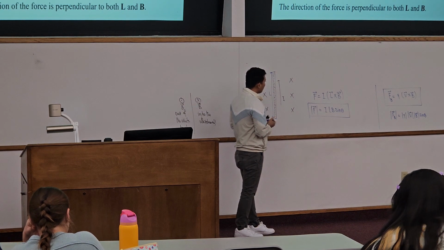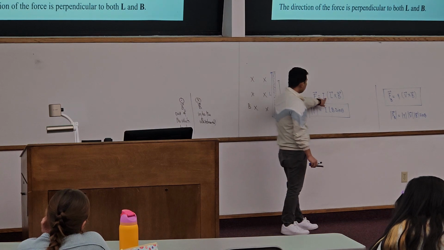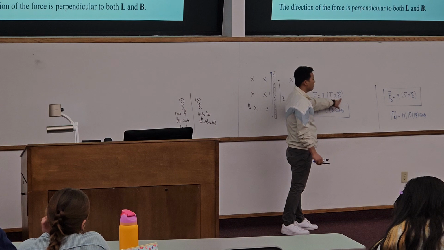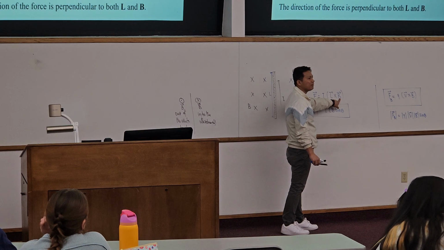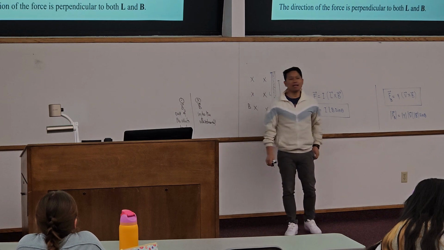Take a look at this formula. Force is equal to I L cross B. B is a vector quantity, and L is the length of the wire.